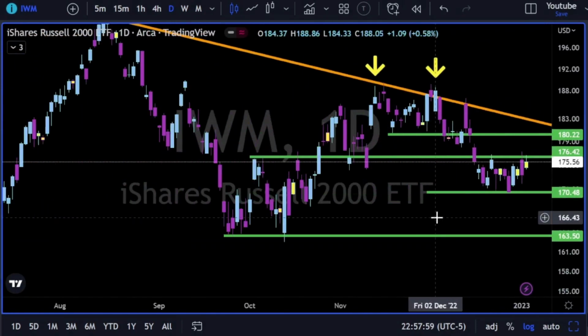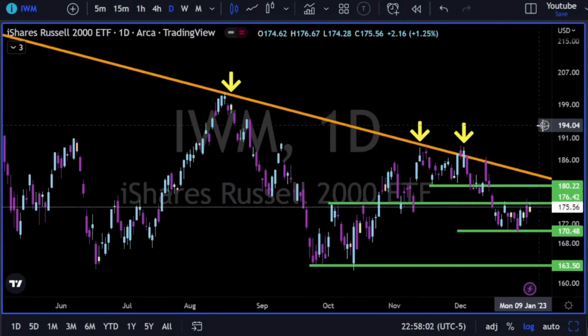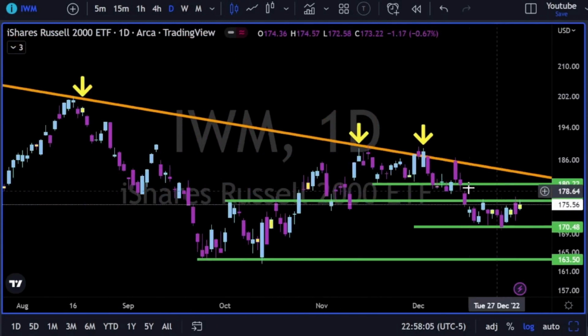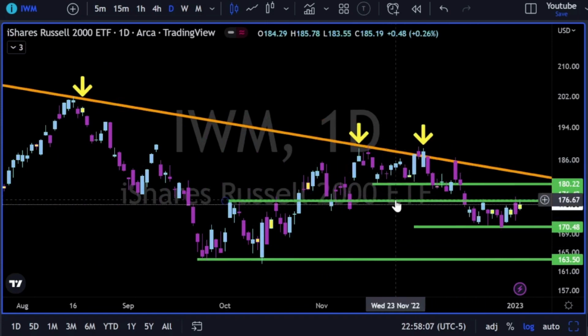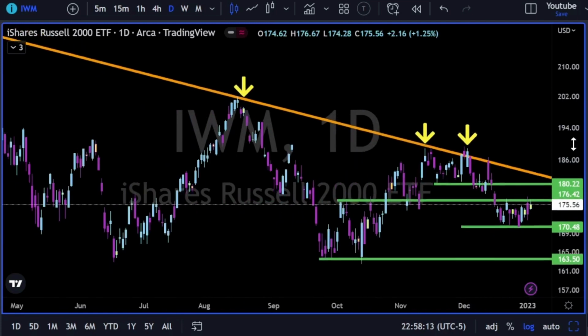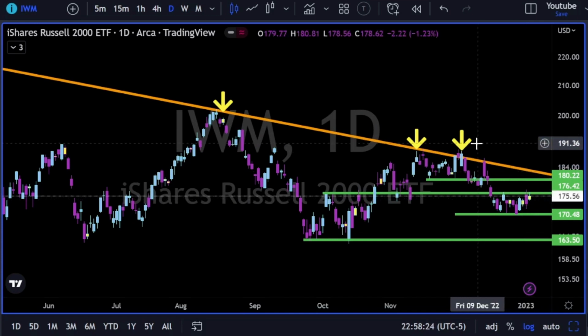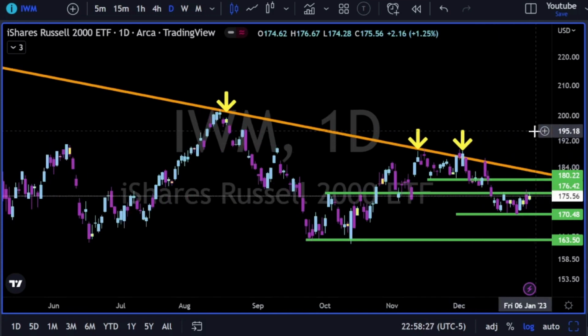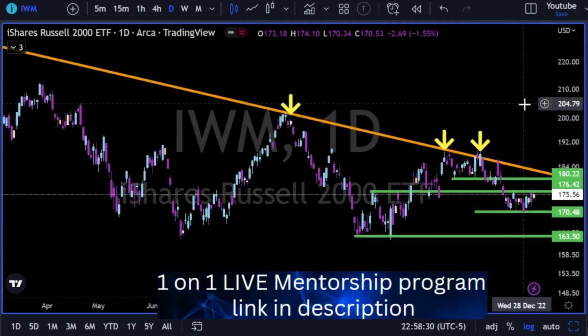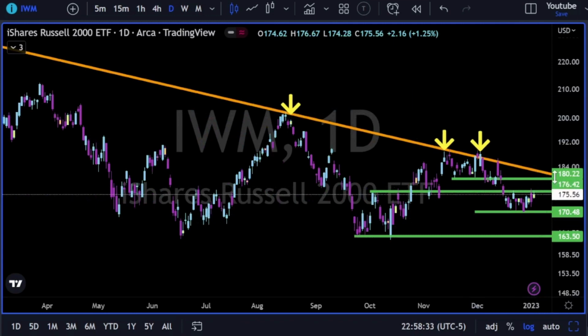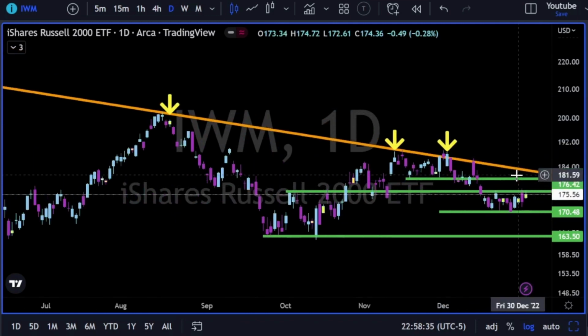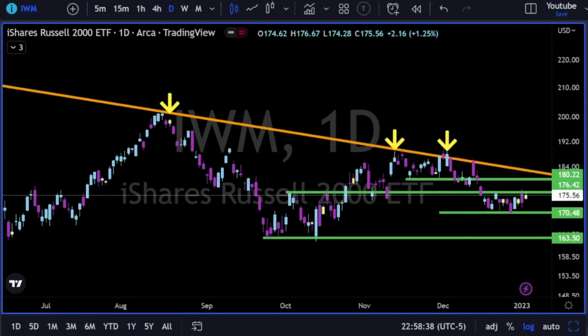IWM, as we can see, no indicators on the chart, only candlesticks, support and resistance areas, and trend lines. That's it. This is not rocket science. It's only candlestick analysis. Once we understand price action, in-depth candlestick analysis, we can identify with high probability where price will head next, to the downside or to the upside. Just keep your eyes on support and resistance areas.